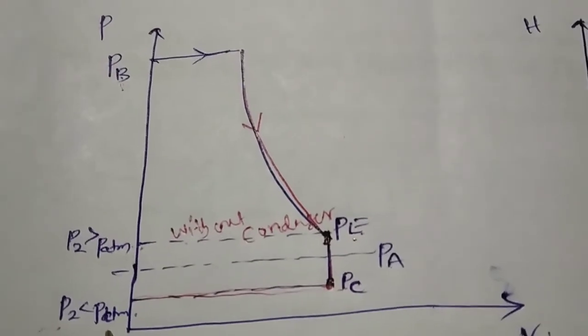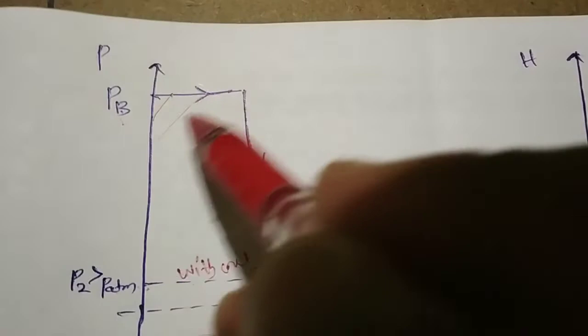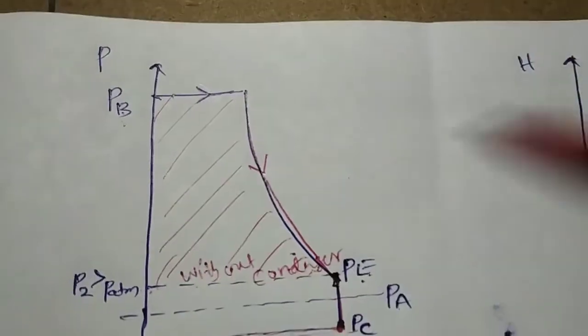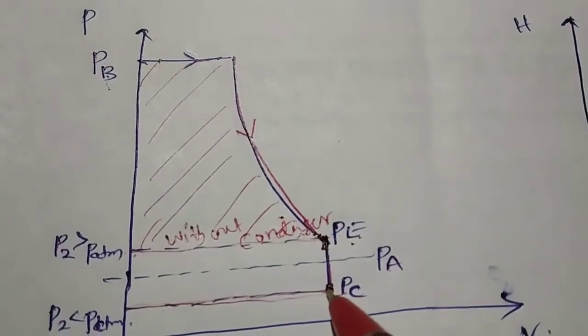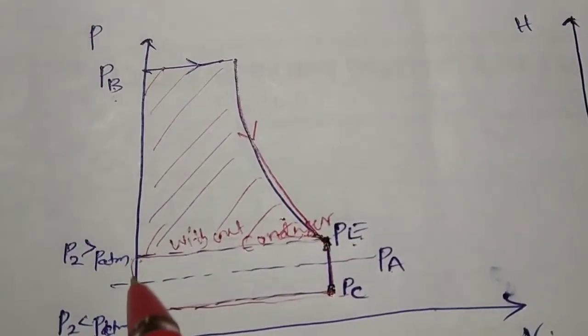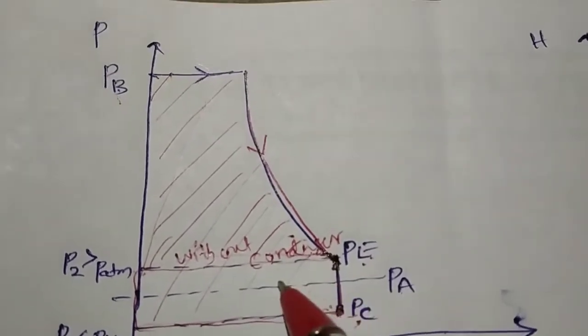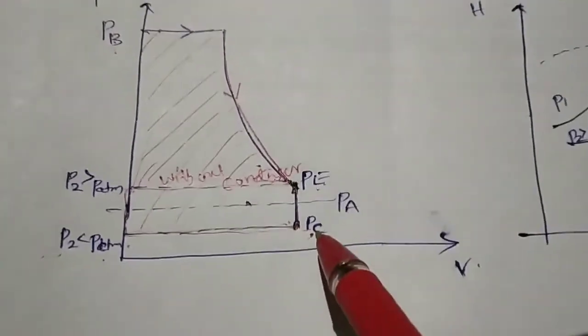The area under the PV diagram gives the work done. Without the condenser, only this amount of work is given, but by using the condensation, this extra amount of work is produced. That means we get this complete amount of work with the help of the condenser. That means the work output is more by using the condenser. This is one advantage.